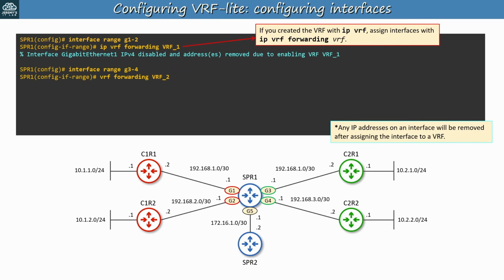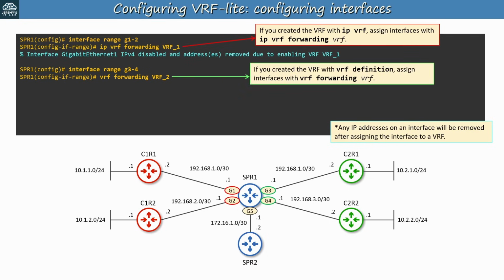For G3 and G4, I used a different command, vrf forwarding, instead of ip vrf forwarding. If you created the VRF with vrf definition, the newer method, assign interfaces with vrf forwarding. If you use the wrong command to assign an interface, nothing bad will happen, but the command will be rejected. Okay, now I used show vrf again, and you can see the interfaces now appear in the table.